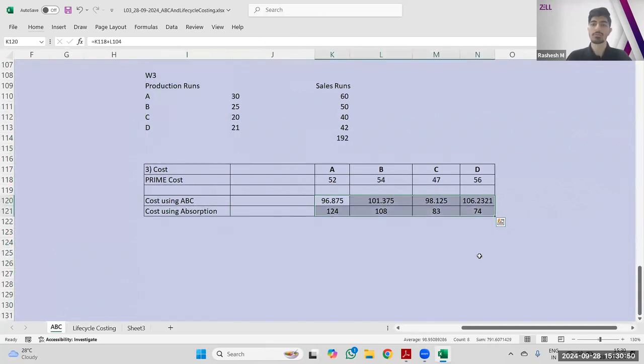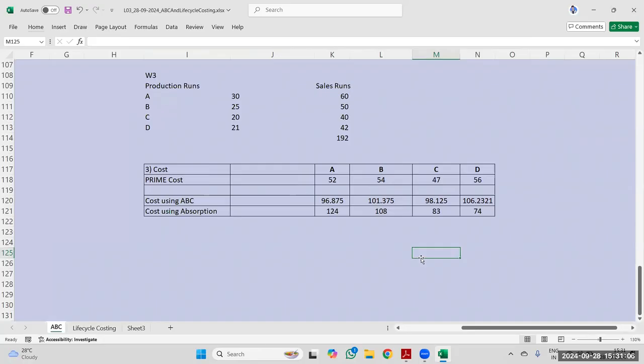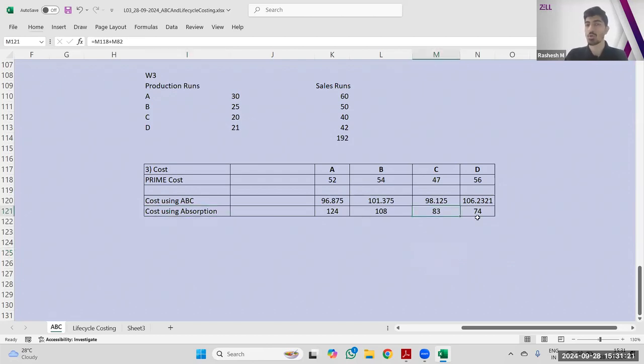So what do you all observe, guys? Did ABC make it better in any way? Sir, absorption costing has just inflated the A and B costs, but I guess ABC costing is proportionately allocating it to all of the four products. Correct? Agreed. So what absorption costing did was it took away some cost from C and D and dumped it more on A and B. Correct?